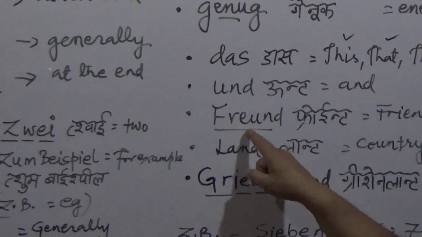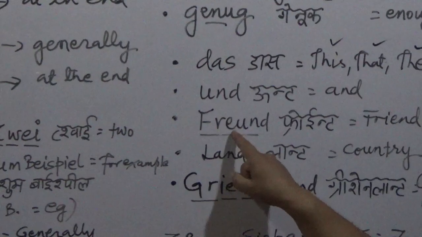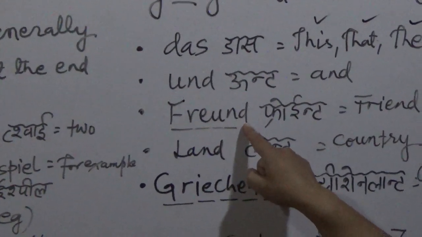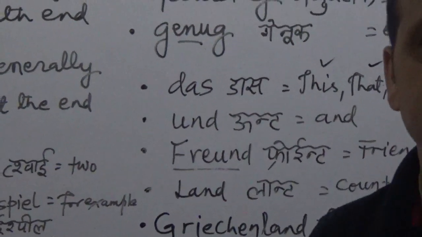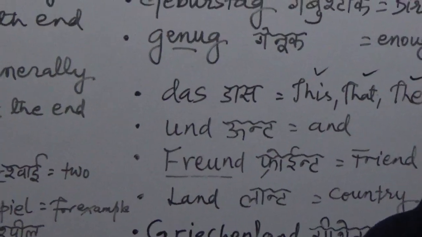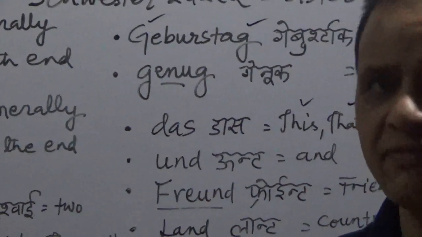F-R-E-U-N-D. So it is fr and EU. I have taught you oi, and D at the end gives T sound. So how do you read it? Freund. Freund heißt friend. Ich habe viele Freunde. Ich habe einen Freund. I have one friend.